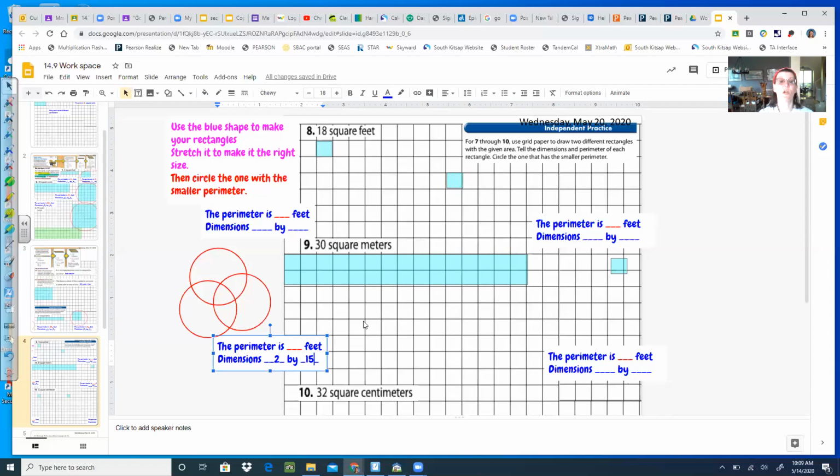Now I need to figure out its perimeter. So 2 plus 15 is 17. Oh, I spilled coffee on my shirt. 17 plus 17 is 34.